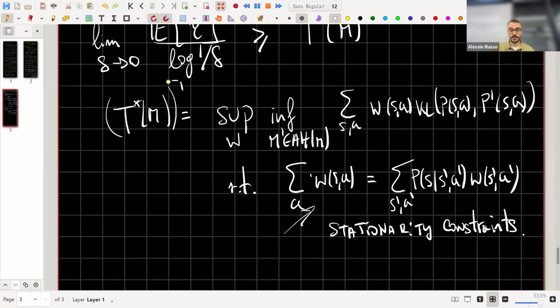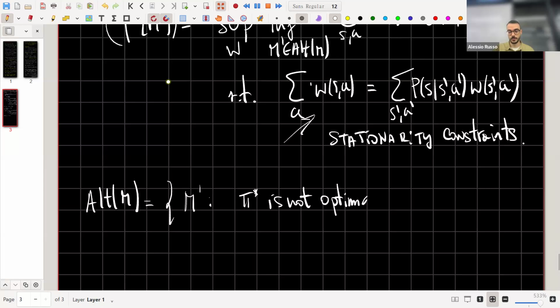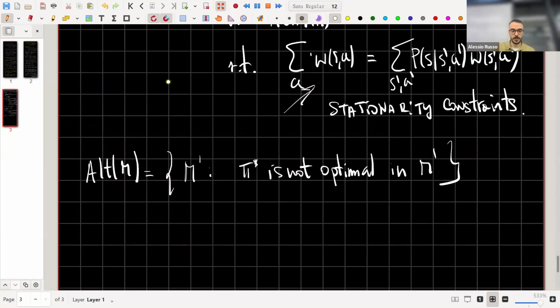Yes, I still need to define what this set of alternatives is. So the set of alternatives depends also on what our objective is. And our objective is to try to estimate what the best policy is. So the set of alternatives is defined as the set of alternative MDPs M prime such that the optimal policy in M is not optimal in M prime. So this is a very informal definition, but we can also rewrite it in a different way.